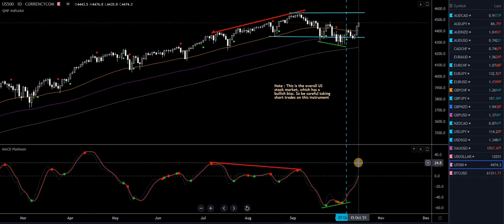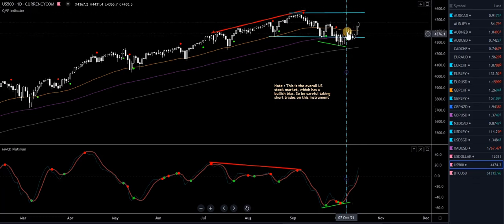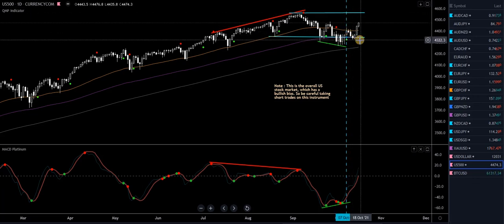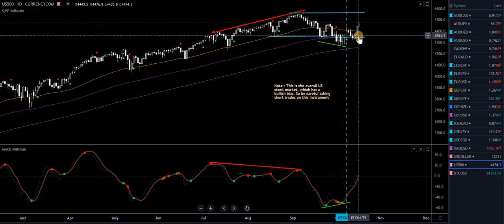MACD Platinum's just about through the zero level. If you did take a buy in here, you'd be looking at dragging your stop up under this low here somewhere, or closing some, reducing your position size or something like that.